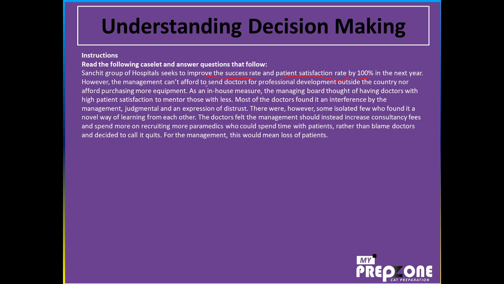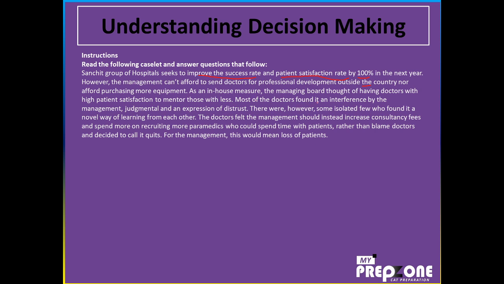But they say that management can't afford to send doctors for professional development outside the country. So if they want to make doctors professionally more developed, there are two measures that they just cannot do. First, they cannot send them outside the country, and they cannot, of course, afford purchasing new equipment. As an in-house measure, the managing board thought of having doctors with high patient satisfaction mentor those with less. So they thought that because we do not have enough money or budget, let us call in the doctors whose patient satisfaction rate is higher, and then these will be mentoring the ones whose patient satisfaction rate is lower.